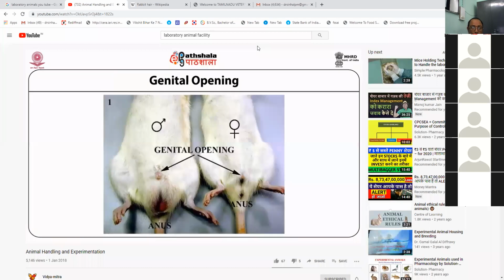I have already told you what the difference between male and female is in the rat. The same exactly applies for the rat also. The genital distance is larger in males, but in the case of females it is shorter.